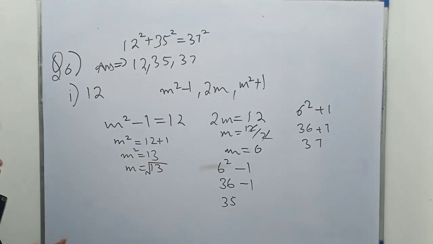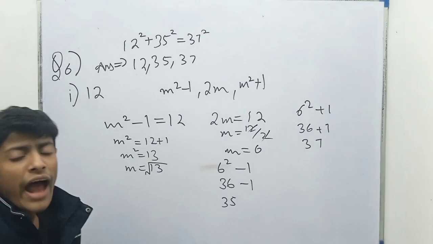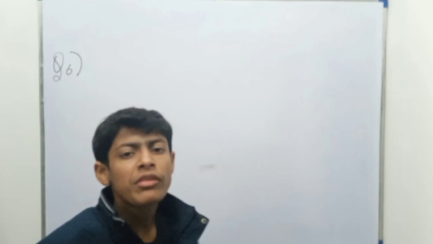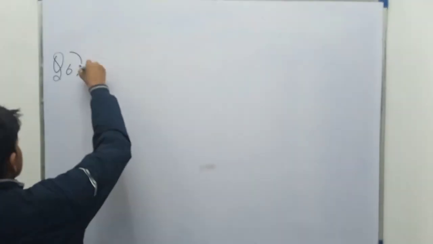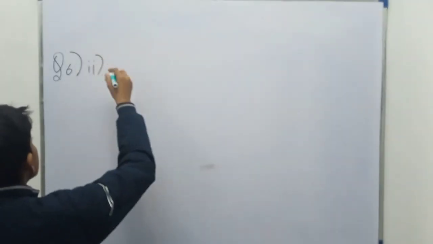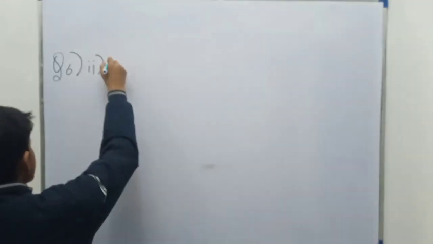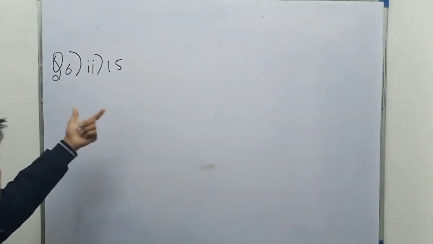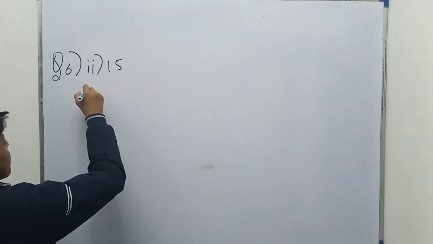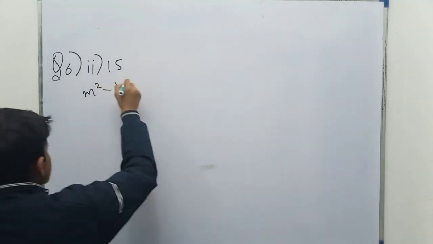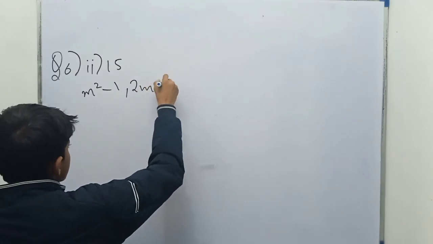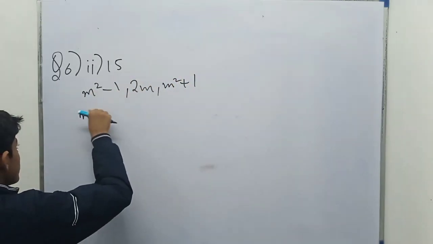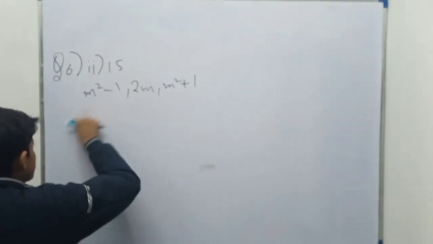So we will do one more example of this triplet and then we will end our video. Now guys, we will take another number, which is 15. Okay, now what we will do is we will again use the formula. And now we will put the value and do this.